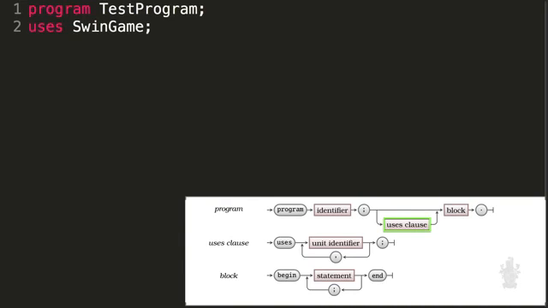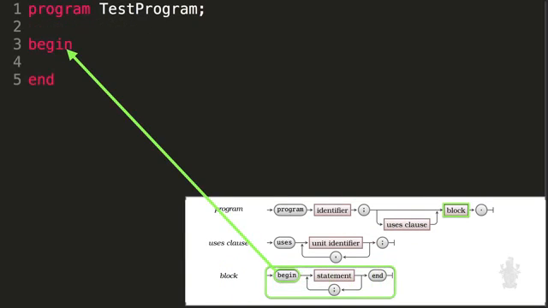And so after the users clause, whether we have it or not, the next thing is going to be our block. And so we can find that rule just down here. And so block starts with begin. So I just type begin in, don't I? You do. Cool.